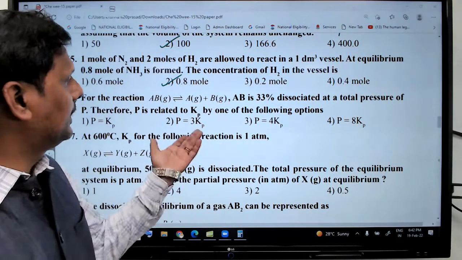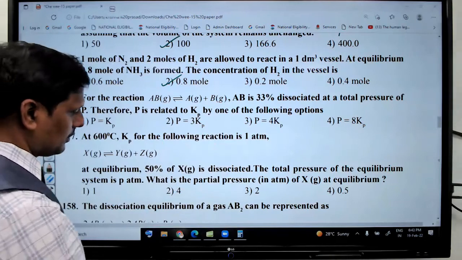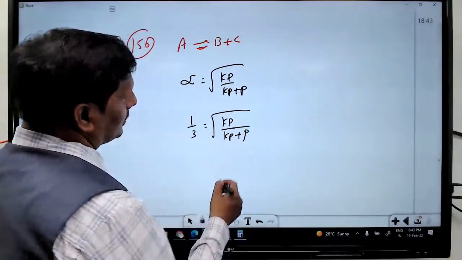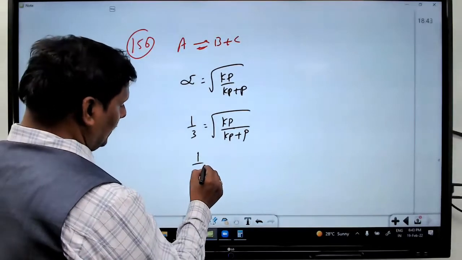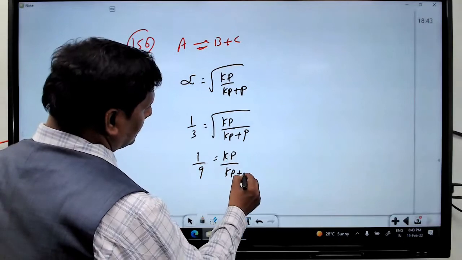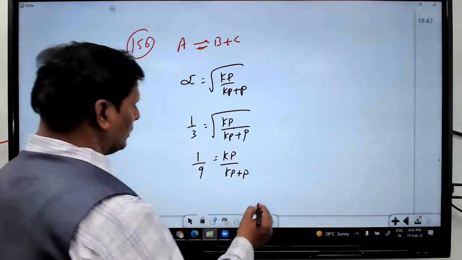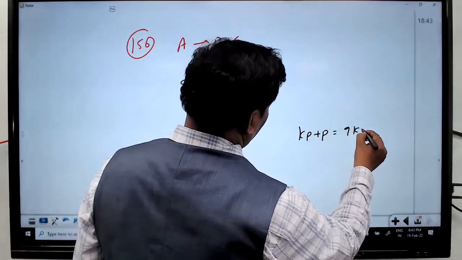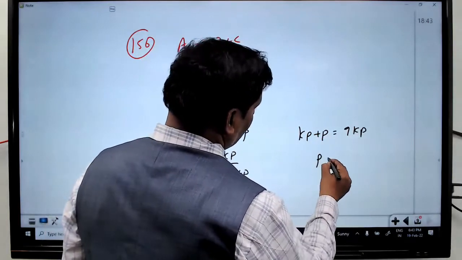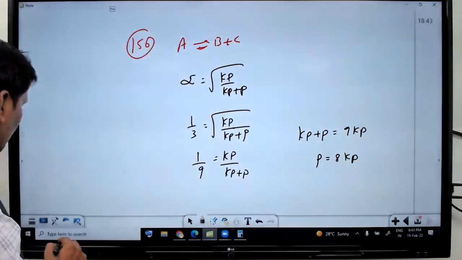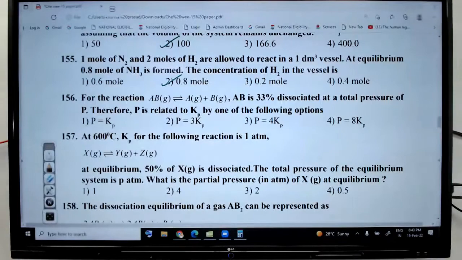Squaring on both sides: 1/9 is equal to Kp by Kp plus P. Cross multiply: Kp plus P is equal to 9 Kp. So P is equal to 8 Kp.